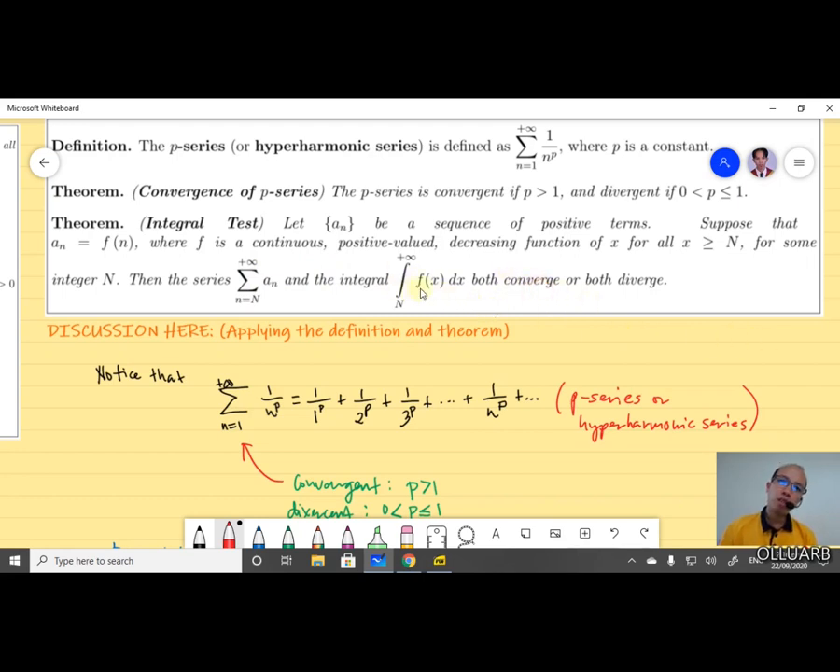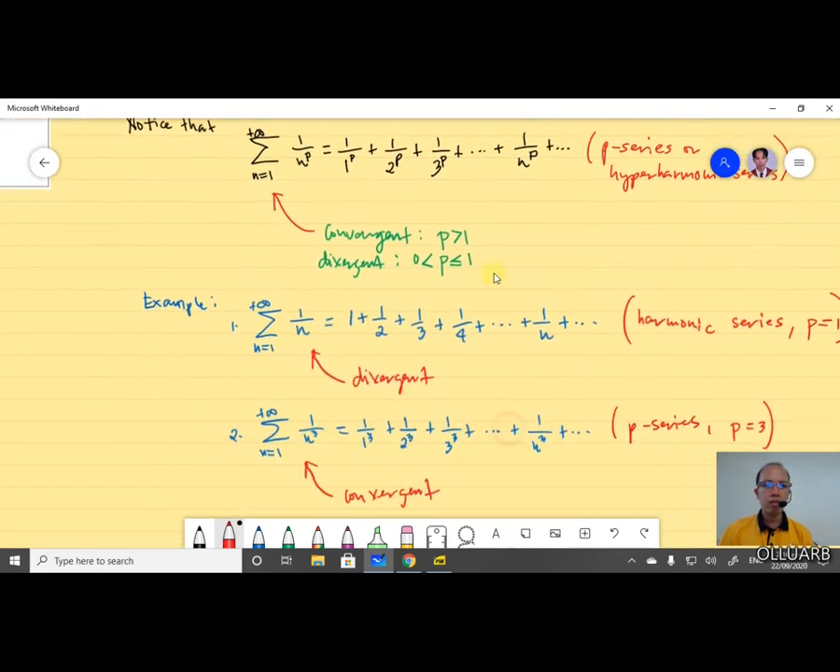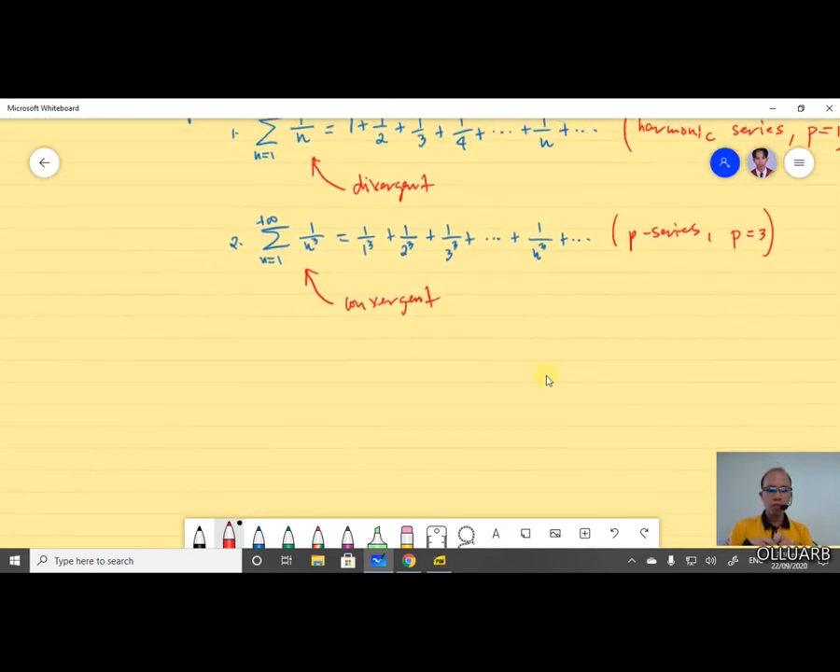So if this integral converges, then the series converges. If this integral diverges, then this series also diverges. So let's have an example. Example for the integral test.